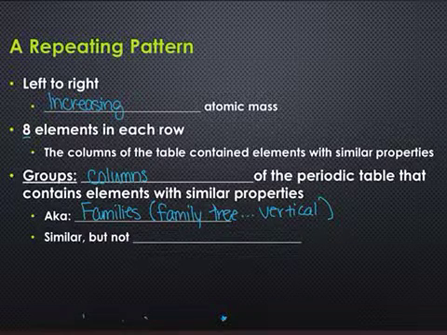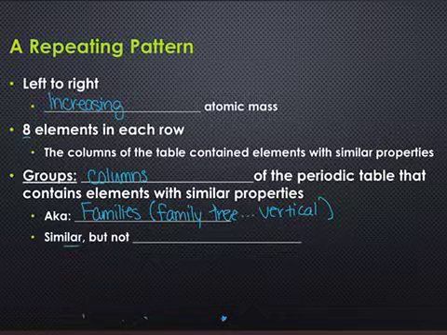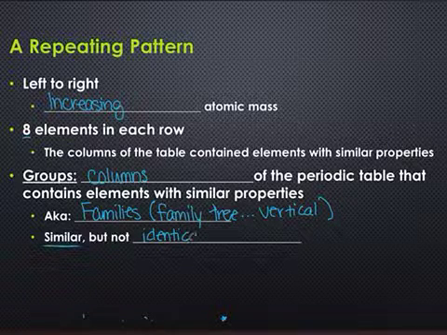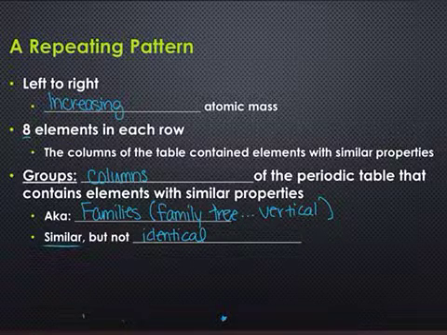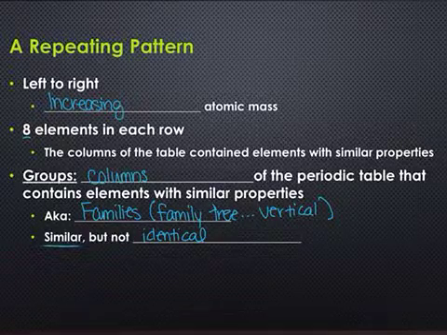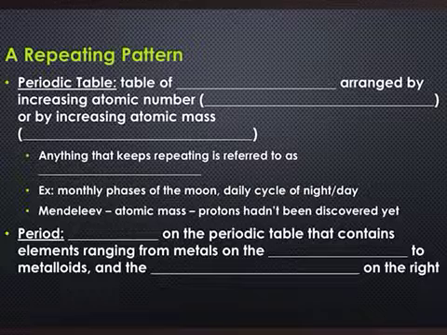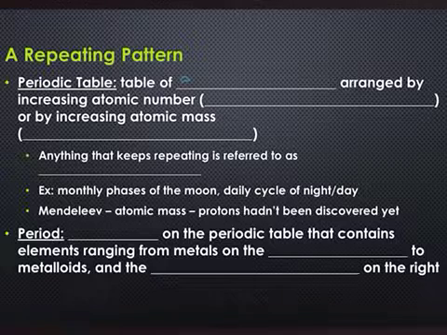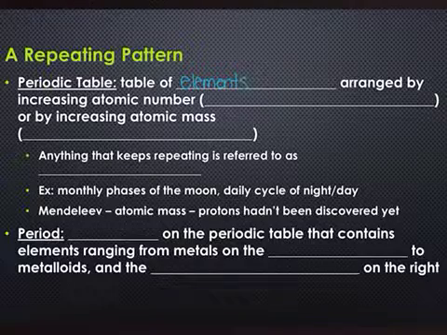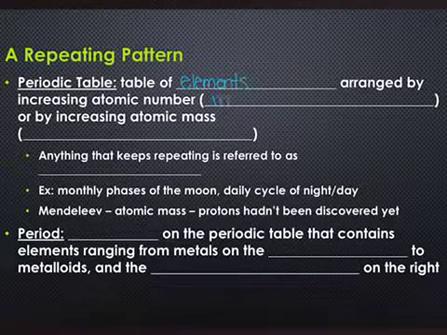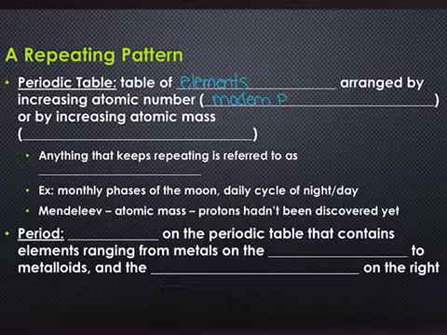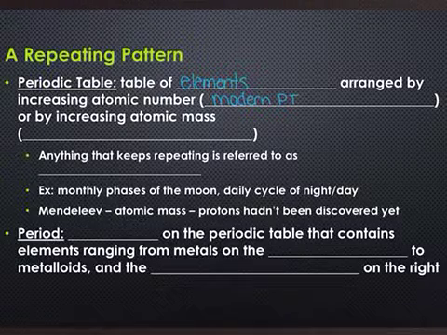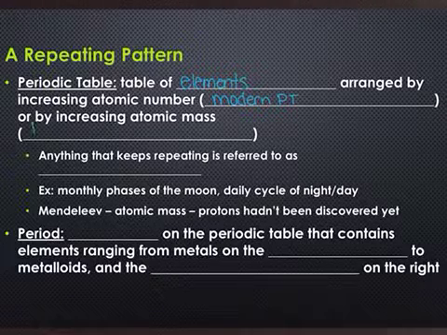So it's important to note that these elements in families are similar, but they're not identical. Just like a family, they all have their similarities, but they're not identical to one another. So this pattern repeated, and what we came up with was the periodic table of the elements. It was arranged by increasing atomic number. That's the modern periodic table, the one we use today. However, Mendeleev's was organized by increasing mass.